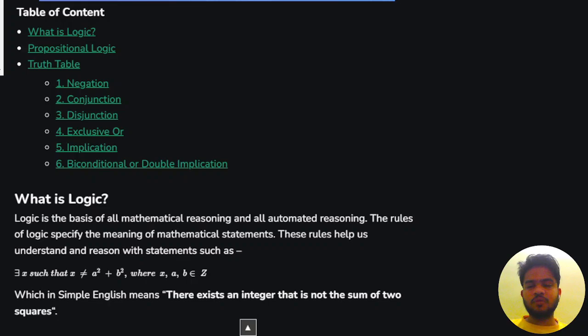Now let us understand what is logic. Logic is the basis of all mathematical reasoning and all automated reasoning. The rules of logic specify the meaning of mathematical statements. These rules help us understand and reason with statements such as there exists x such that x is not equal to a squared plus b squared, where x, a, b belong to integers, which in simple English means there exists an integer that is not the sum of two squares.